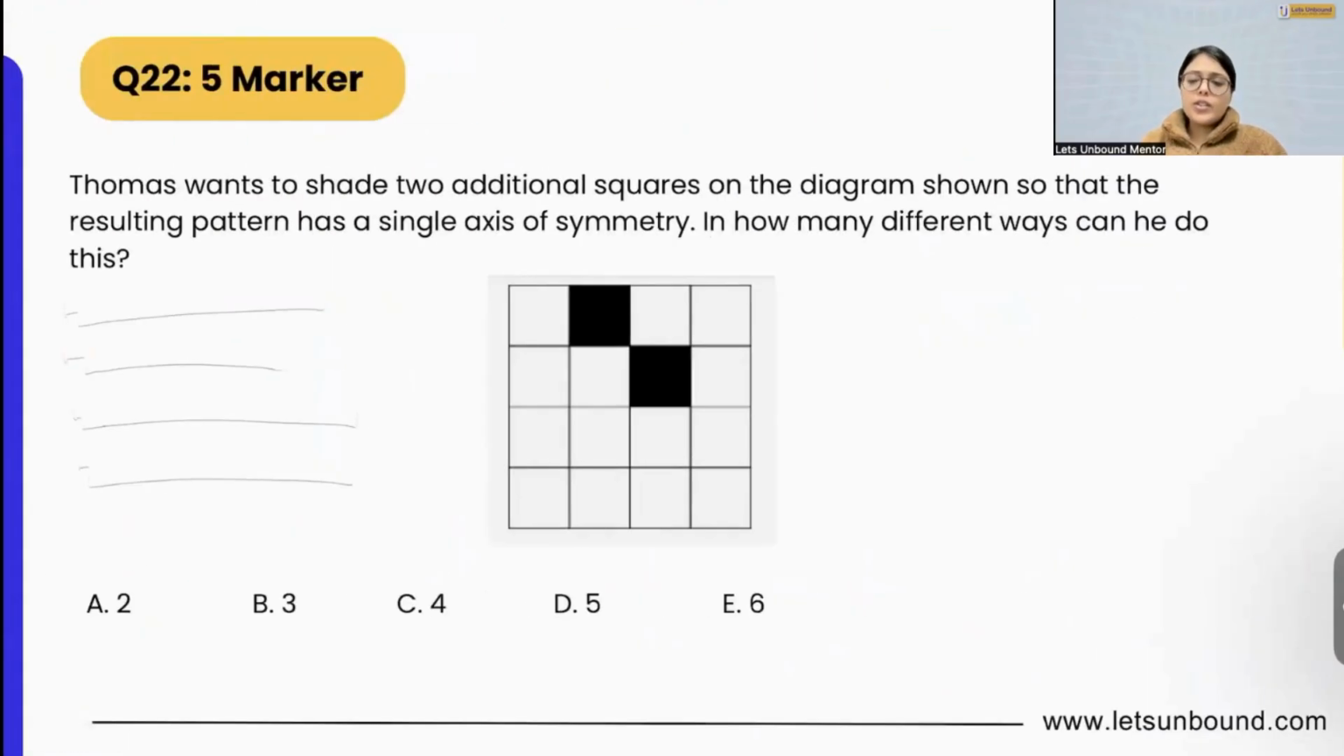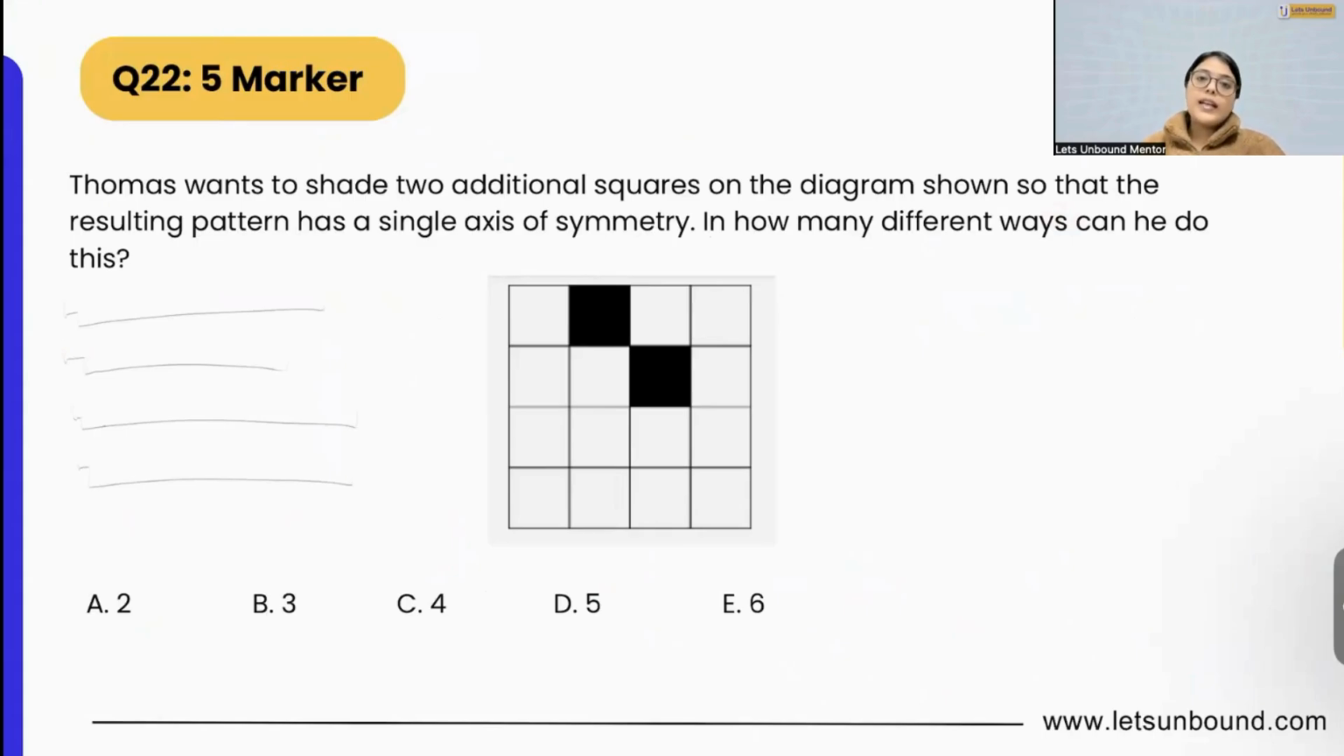Question 22, which is very simple and easy, based on symmetry. Question 22 says, Thomas wants to shade two additional squares on the diagram shown so that the resulting pattern has a single axis of symmetry. In how many different ways can he do this?